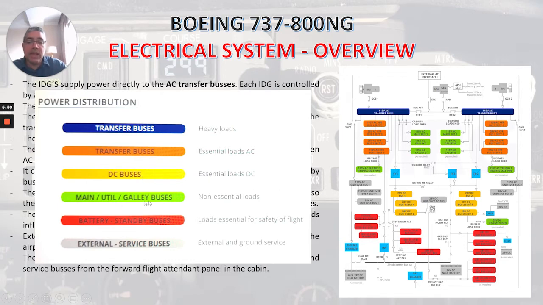Main utility galley buses, non-essential loads, as you can see here. The red ones, battery standby buses, loads essential for safety of flight. And the gray ones, external service buses, external and ground service. So we can have an idea of the loads these buses can take. So let's keep reading here.